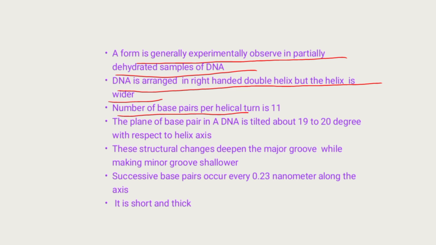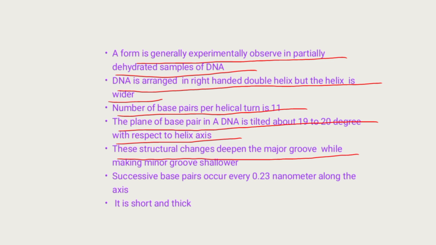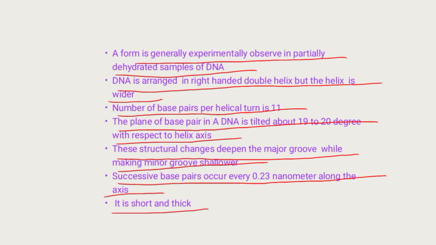Number of base pairs per helical turn is 11. In this form, the plane of base pairs in A-DNA is tilted about 19 to 20 degrees with respect to the helix axis. These structural changes deepen the major groove while making minor groove shallower. The successive base pairs occur every 0.23 nanometer along the axis. This form of DNA is short and thick.